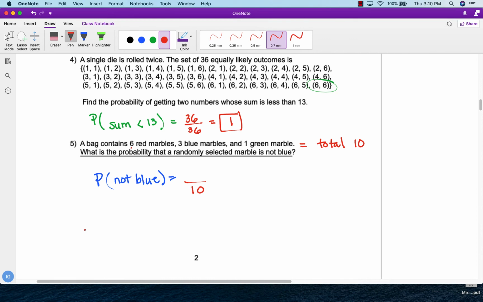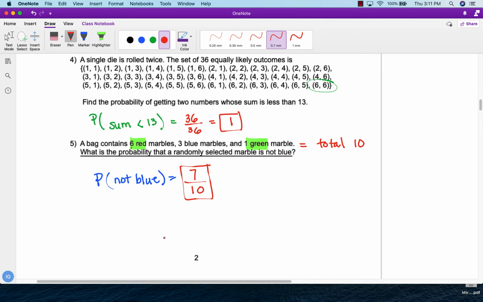Now, how many of those are not blue? So it looks like red is not blue and green is not blue. So that will be 7 out of 10. Make sure you can't simplify. In this case, we cannot, so we just leave it like this. That was too easy. I know.